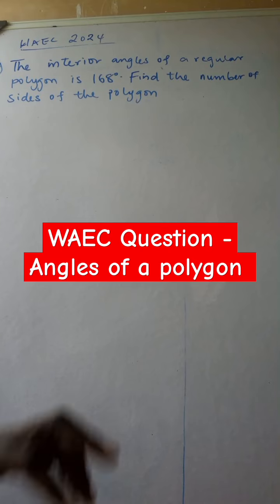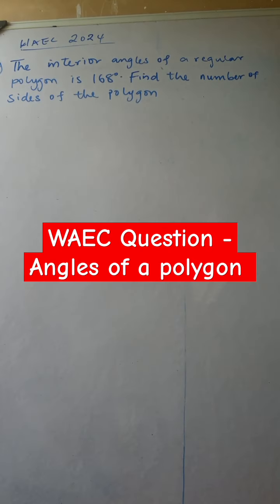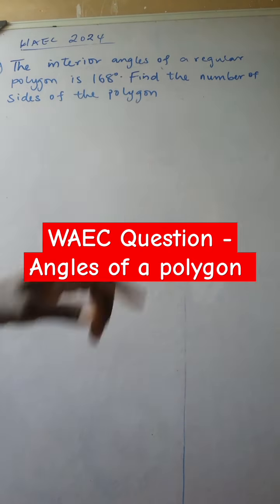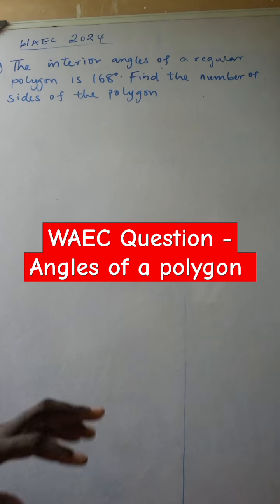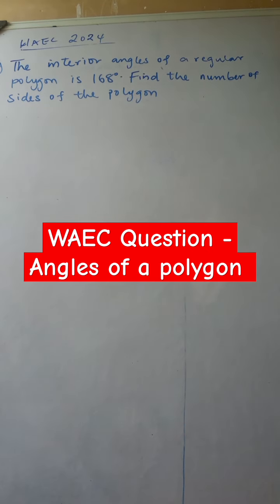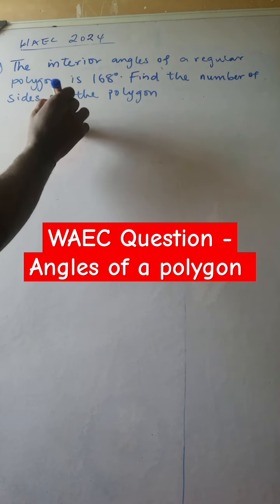Math question number 11. The interior angle of a regular polygon is 168 degrees. Find the number of sides of the polygon. So let's solve this because it's very simple. Solution.